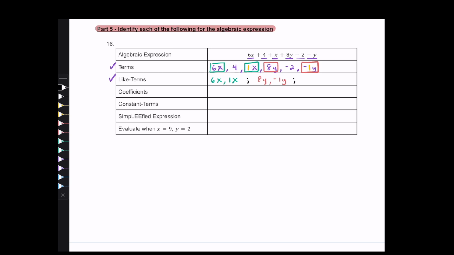So the constant terms, let's go ahead and box those. 4 is a constant and negative 2 is a constant. So we can write 4 and negative 2. Those are our constant terms. Okay. For the coefficients, coefficients is just a fancy word for the numbers in front of the variables, or the letters here. So we have coefficients here.